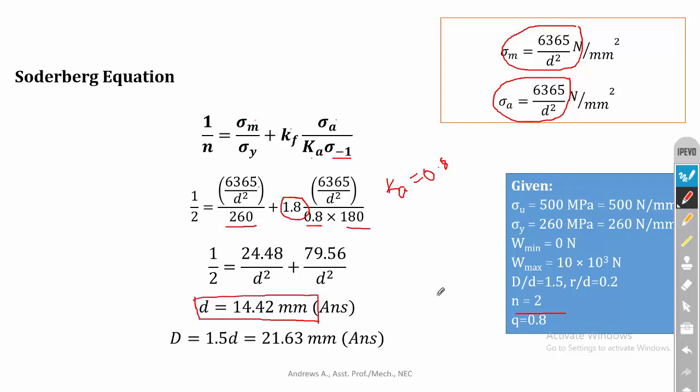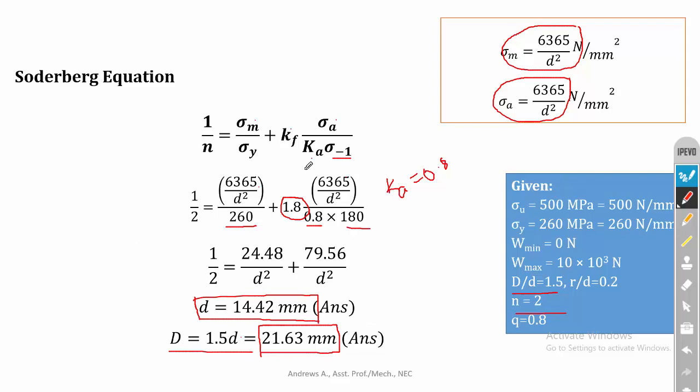And in the problem, the ratio between capital D and small d is given, that is capital D by small d is equal to 1.5. So capital D is equal to 1.5 times the small d. Okay, so you can substitute the value of small d and we can calculate the capital D. That is 21.63 mm. Okay. So this is how you have to solve the problem.